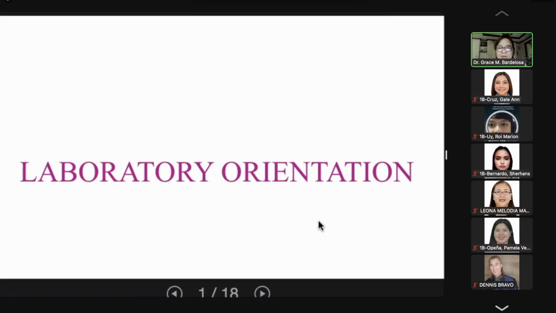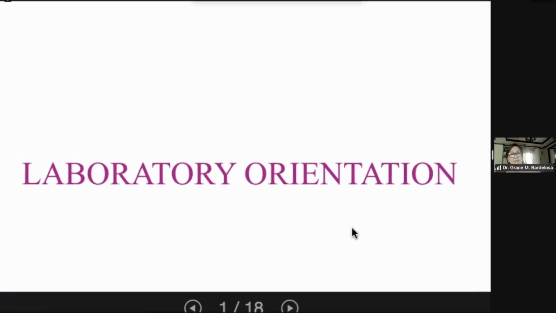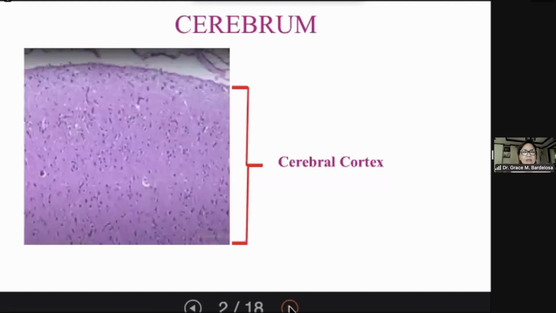This is the laboratory orientation of the nervous system, histology of the nervous system as prepared by the lecturer, Dr. Viloria. She gave this to me, so we will follow what she has prepared for us. Okay, good afternoon.